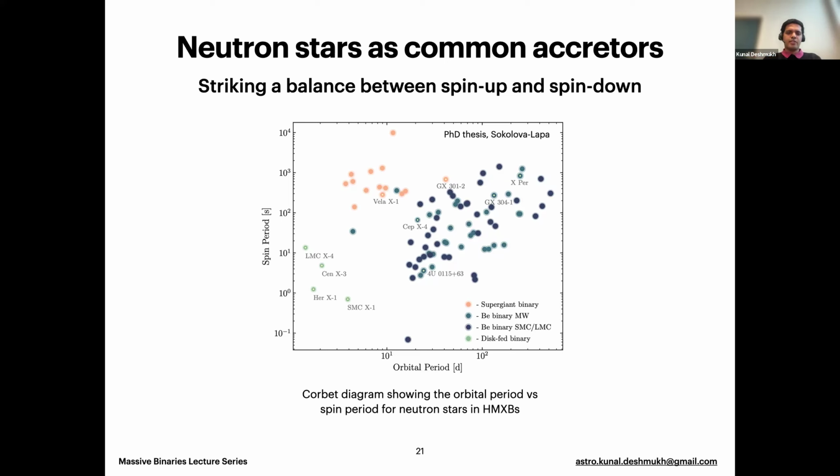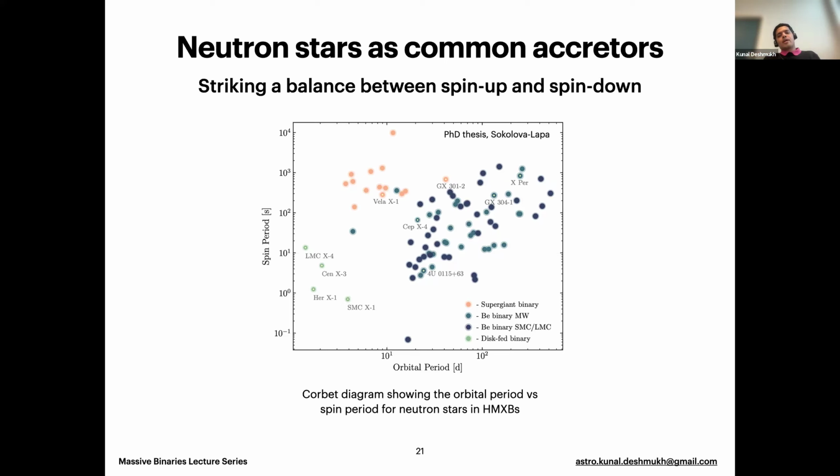And then we also have a bunch of Be X-ray binaries, both in the Milky Way and the Magellanic Clouds. Those can have much longer periods, because if the orbits are eccentric, as long as the neutron star passes through the decretion disk at some point, we are going to see them as X-ray binaries. So those can be at much longer periods, and also the spin-up is kind of correlated to the orbital period.